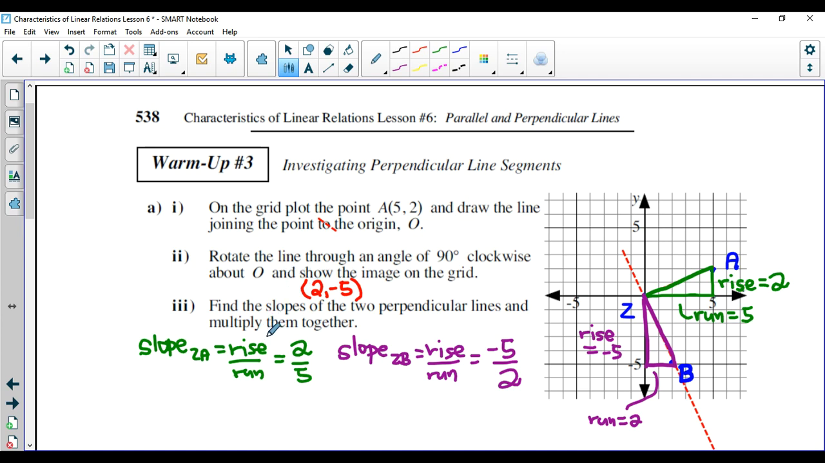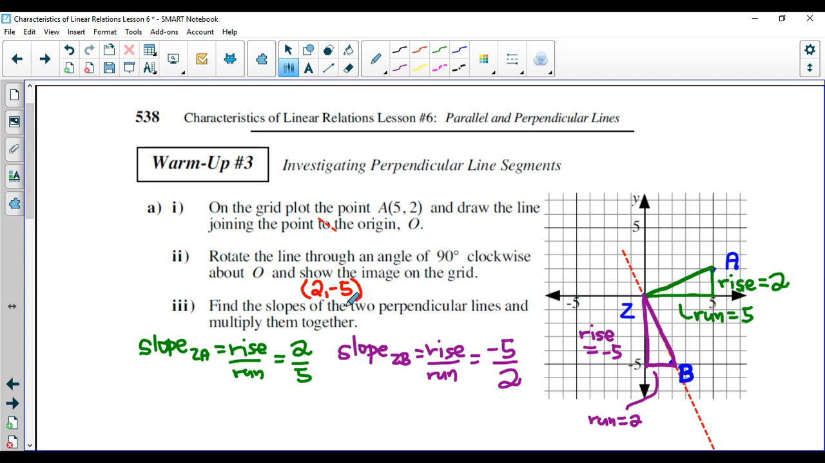Now, just for a brief moment, just look at this. These two line segments, Z to A and Z to B, are perpendicular to each other. There'll be a 90-degree angle between the two. So look at the two fractions here and try to identify what's the connection or the relationship between two line segments that are perpendicular. And I'll address this in a moment.